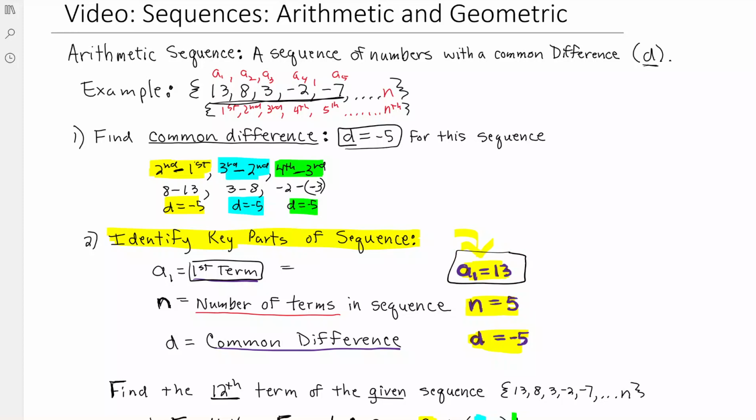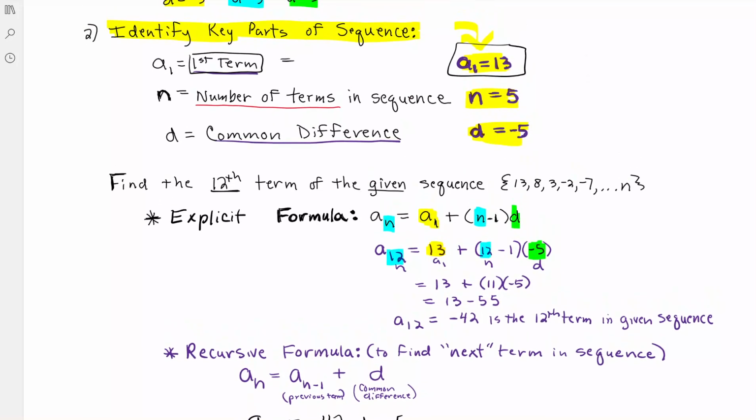N represents the number of terms. So in this case, 1, 2, 3, 4, 5. So N is the number of terms in that sequence. And the common difference, well, we already did the repeated subtraction, is -5. So we're going to use that information.